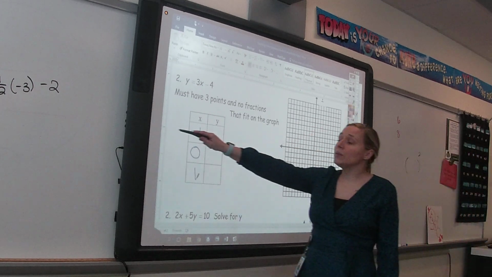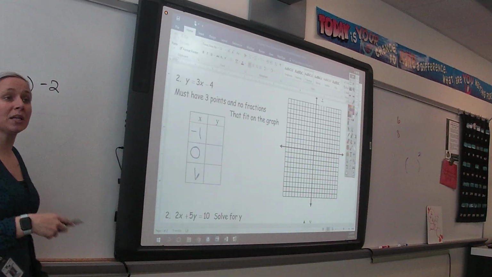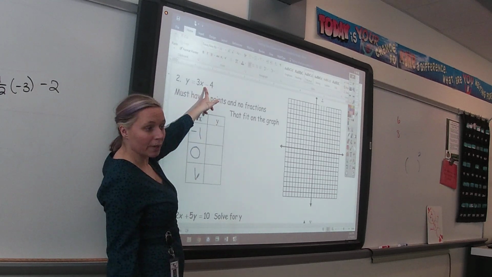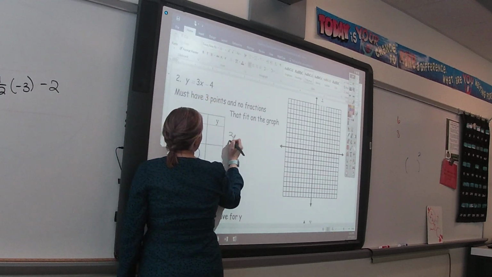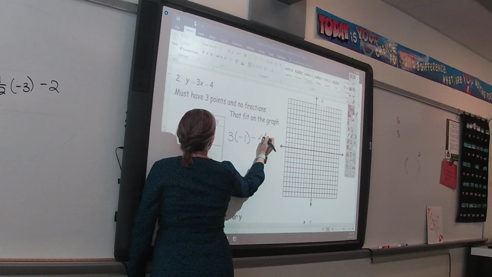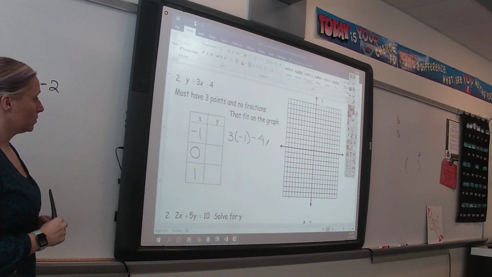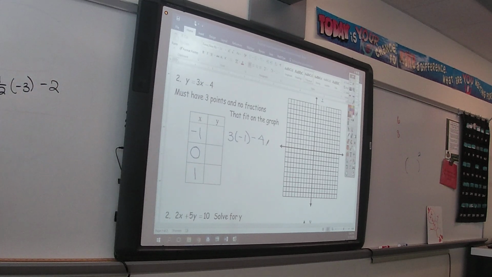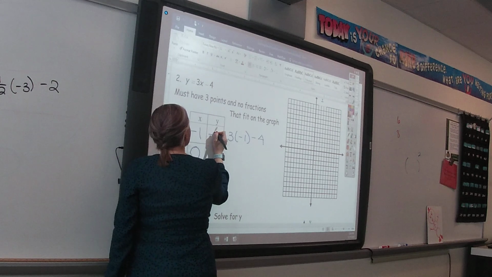And then just like we did yesterday in the bell work, we're going to plug those values into our function rule up here. So we'll say 3 times -1 minus 4. And what is 3 times -1 minus 4? -7.